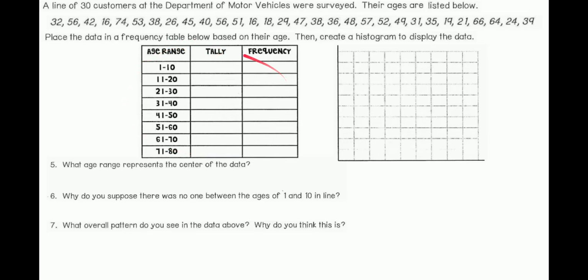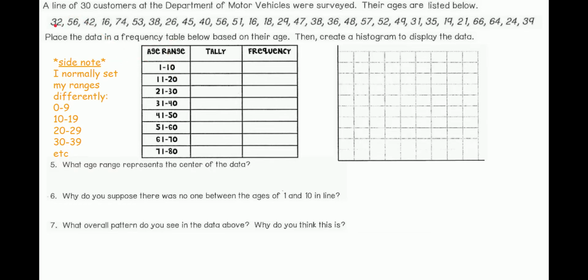This is my frequency table right here, and basically this is how I organize my data. So my age range is 1 to 10, 11 through 20, 21 to 30. Something to note, in this example, they go from 1 to 10 and 11 through 20. Normally when I set my age ranges, I would go from 0 to 9 and 10 to 19, and the reason being is because it just makes it easier to organize. But it doesn't matter. However you set it up is up to you.